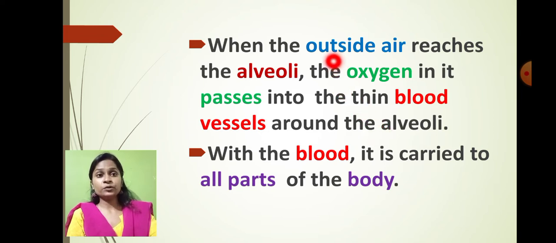Okay, so the alveoli are in contact with the blood vessel. So oxygen which is present in the alveoli will go into the blood vessel. Now you all know that blood is in the liquid form. Blood flows throughout the body. So wherever the blood goes, it will take the oxygen with it. Are you getting my point?